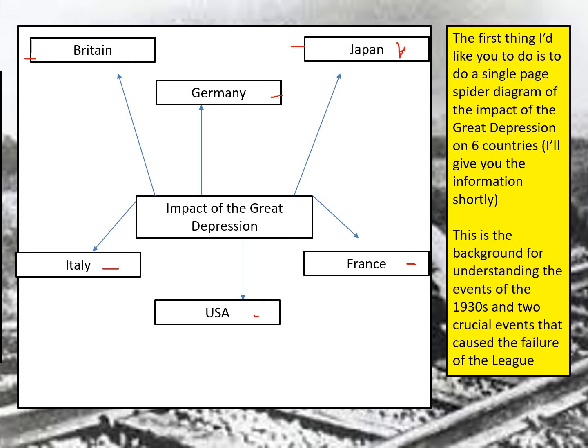So we're going to look now at the background to why the League collapsed and the impact of the Great Depression. I'm going to talk you through each of the 6 countries and the information you'll need to write down over the next few slides. So you might want to pause it here quickly just to put impact of the Great Depression in the centre of your page. Remember, you need lots of room to be able to write about those 6 countries around it.